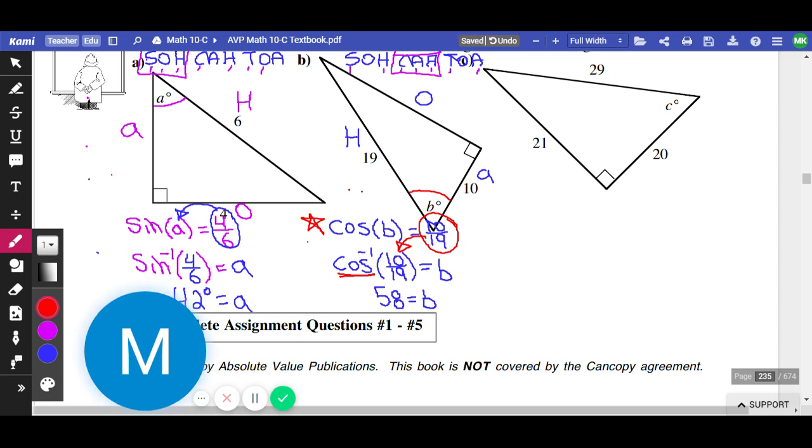I then calculate it: second cos 10 divided by 19. I get 58.24, so I round that down to be 58 degrees as the answer. Fantastic. All right, third question. We look at that one.